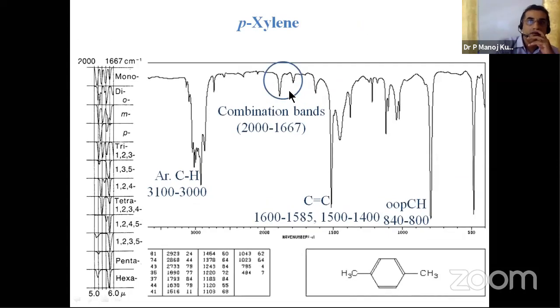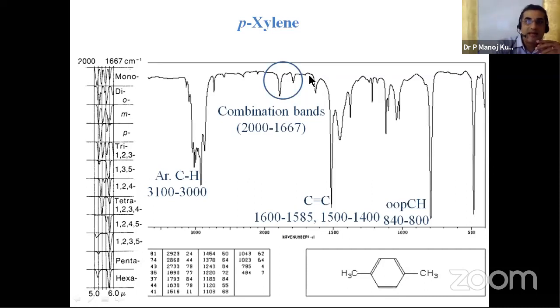Paraxylene. You are getting here aromatic CH above 3000. Again, you are having two methyl groups over here, so you are going to get CH above 3000, and below CH also you will be getting, below 3000. This corresponds to the methyl groups.